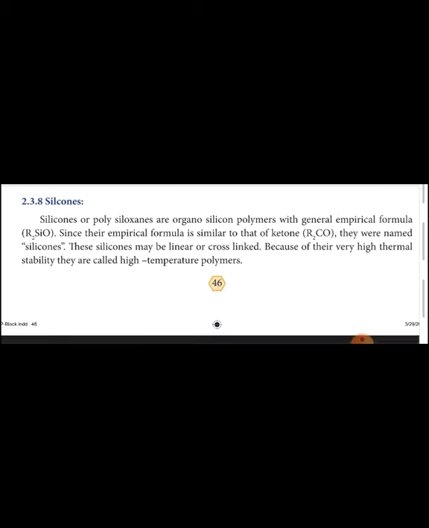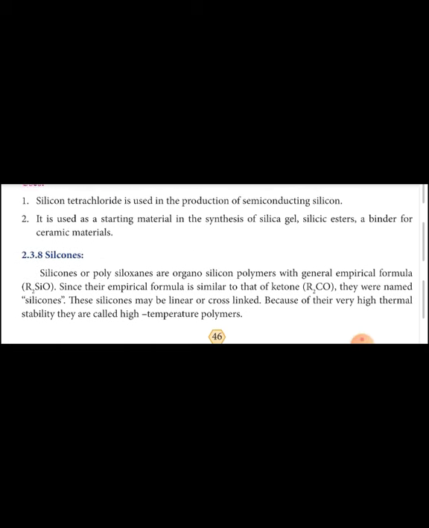The next topic is silicones. Silicones are polysiloxanes or organosilicon polymers with the general empirical formula R2SiO. It is similar to ketone, where instead of SiO you write C. That's why the name is called silicones.